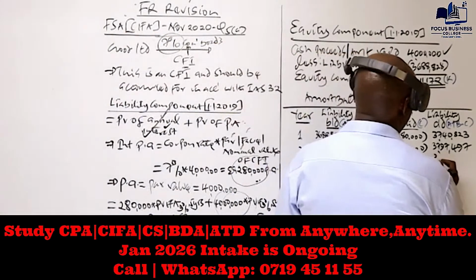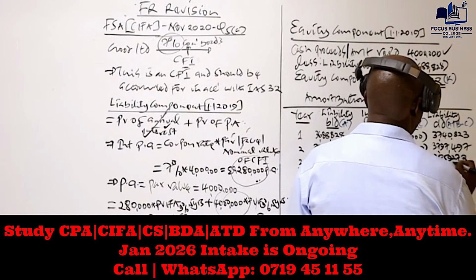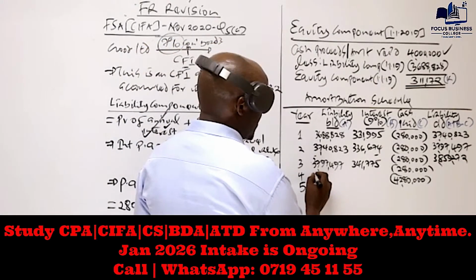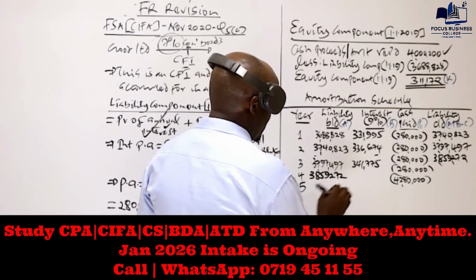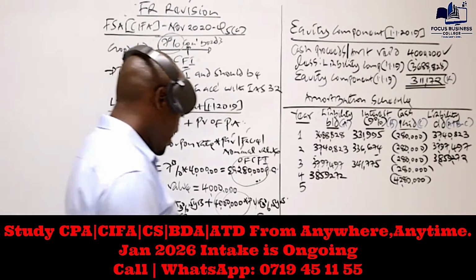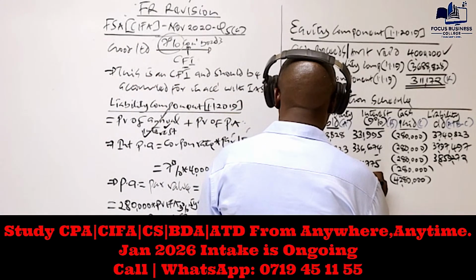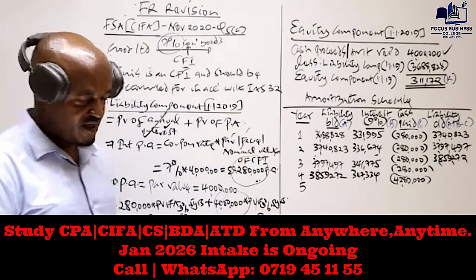3,859,272. Okay, that will be the opening balance here. 3,859,272. Interest, which is basically 9%, is 347,334. That is basically what I'm getting.